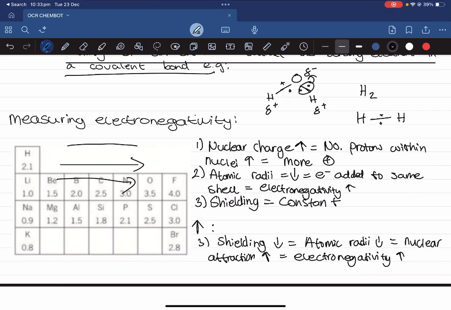Therefore, if you were going across the periodic table to the left, it would decrease, and all of these factors will just be reversed when you're justifying that. And the same applies for when you're going up the periodic table, electronegativity would of course increase. So when you're going down, it would decrease, and the justifications here would just change.